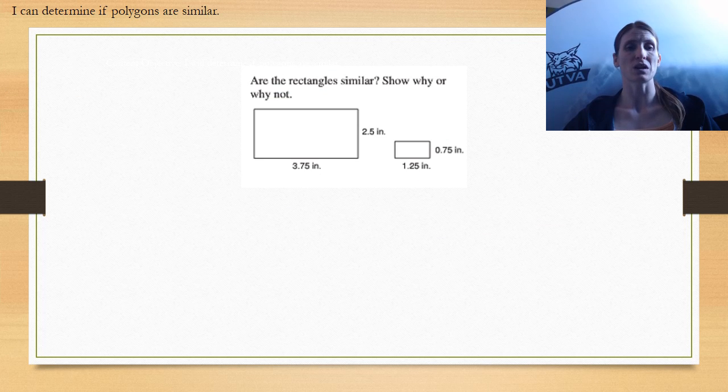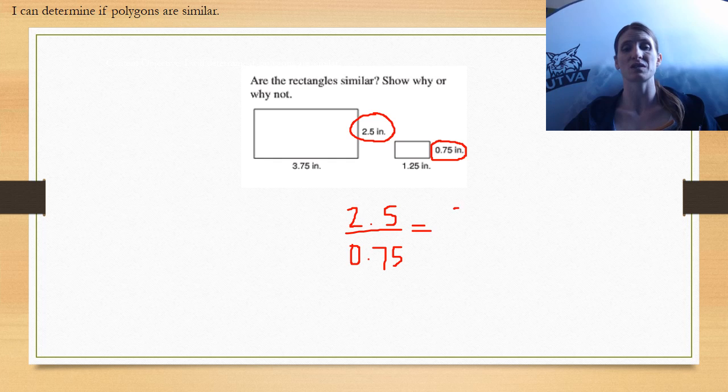All right, let's look at some problems here. So why are the rectangles similar? Show why or why not. So when we go ahead and look at this, we just need to set up a proportion. So when we set up a proportion, we need to go ahead and write corresponding sides over each other. So I'm going to take this one because I can see that that's the vertical side there, and I'm going to write it over this one, okay? 2.5 over 0.75, okay? And then I'm going to do the same thing with the other two sides, and I'm going to put an equal sign in between because remember, we're setting up proportions to see if these things are indeed similar.